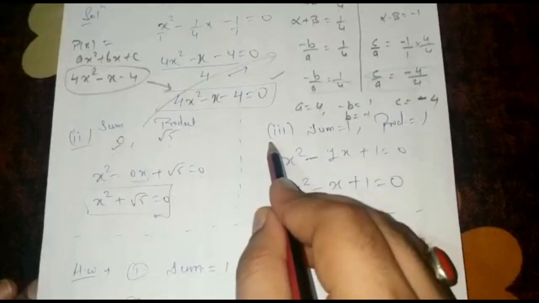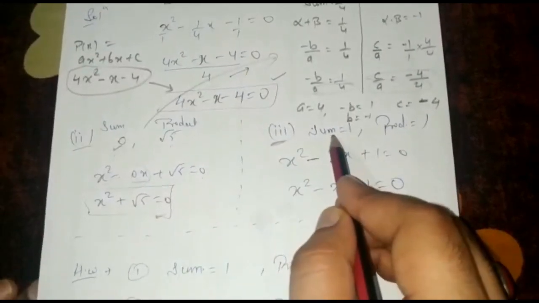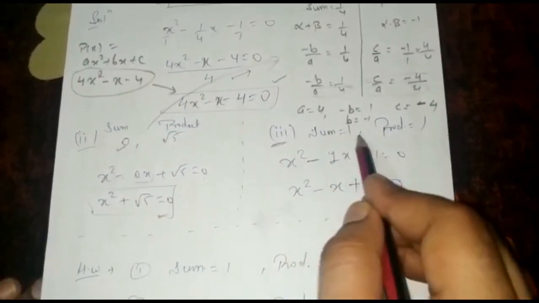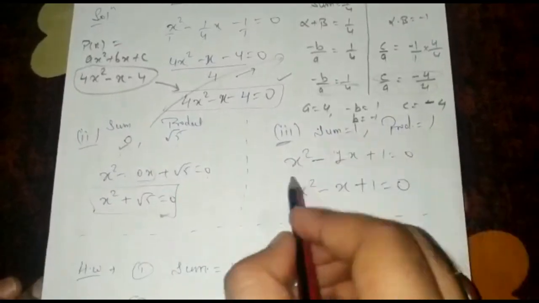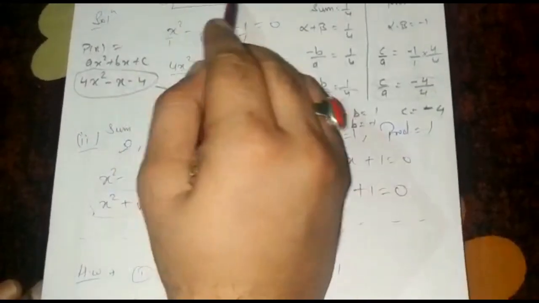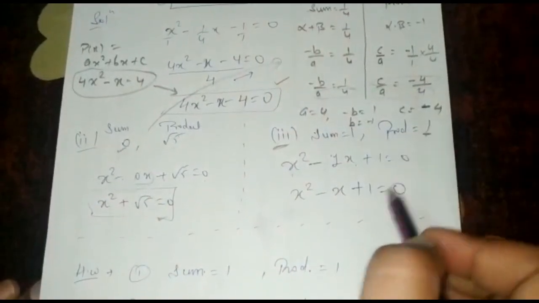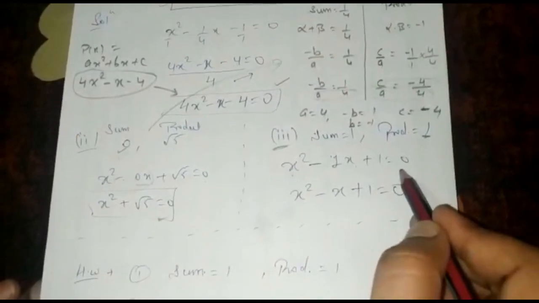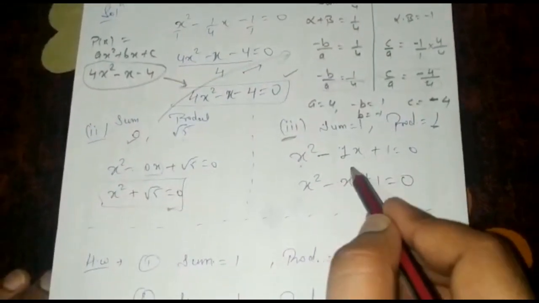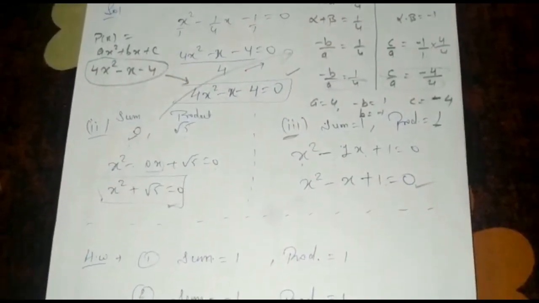And the third question: let us discuss one more question. Sum is equal to 1 and product is also equal to 1. So x² - (sum of the zeros)x, that is -1x, plus product of the zeros, which is 1. So x² - x + 1 = 0.